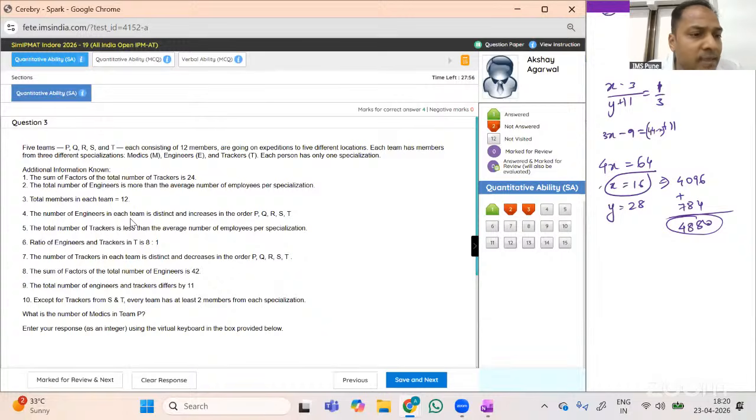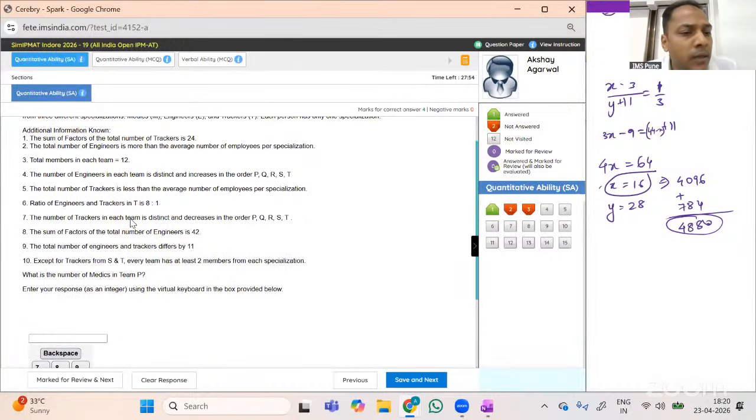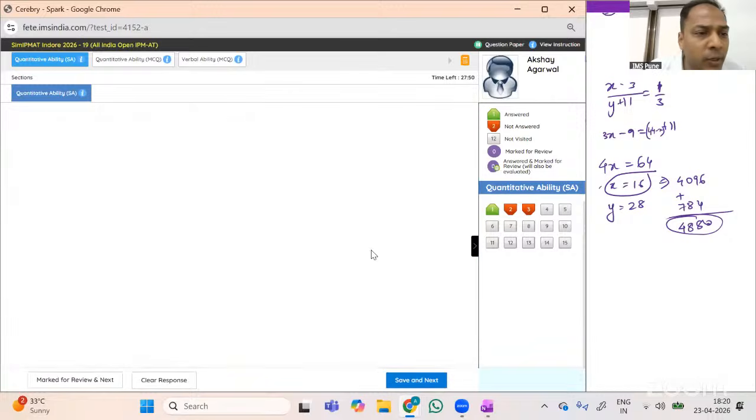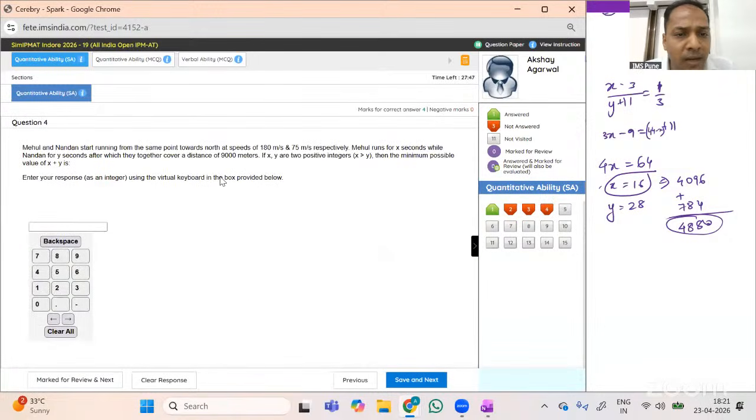Okay, this is an LR set. It appeared very different in this thing, but there are 2 questions. I'll come back to it in the end. Mehul and Nandan start running from the same point towards north at speeds of 180 meters per second and 75 meters per second. Mehul runs for x seconds while Nandan runs for y seconds, and together they cover a distance of 9,000 meters.